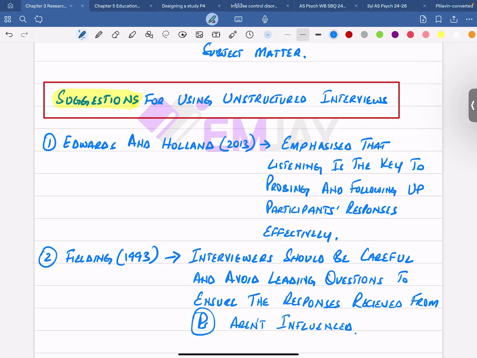So, two major suggestions. Edwards and Holland in 2013 emphasized that listening is the key to probing and following a participant's responses. The key word over here is to listen. Allow the participant to speak so that the participant feels empowered. When the participant would feel empowered, they would speak more. When they would speak more, they would provide you more information. And according to Fielding in 1993, interviewers should be careful and should avoid using leading questions, to ensure that the responses you receive from the participants aren't influenced.